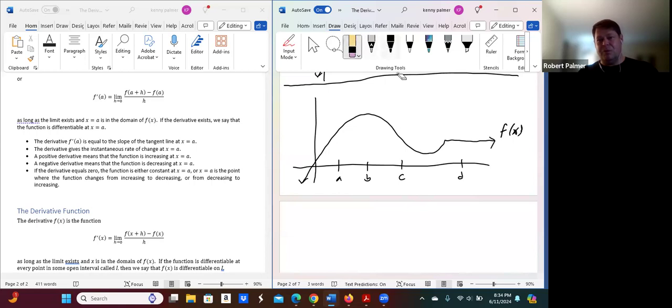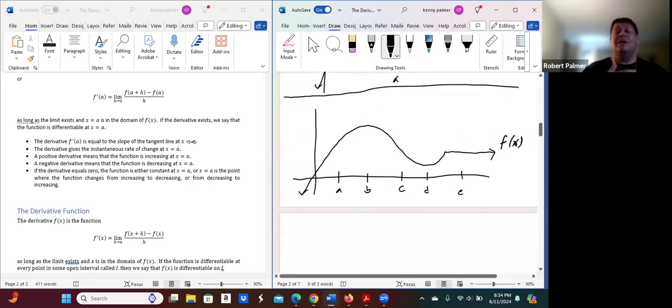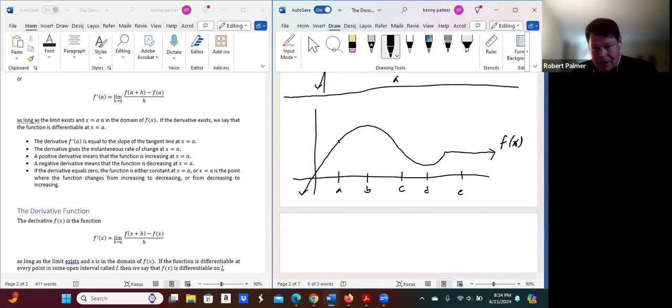No, actually, let's do one more. Let's call this D and call this E. Okay. Now, what happens? Since the derivative is the same as the slope of the tangent line, it has the same characteristics of the slope. So right here, at point A, think about the slope of the tangent line. f prime of A is greater than 0.